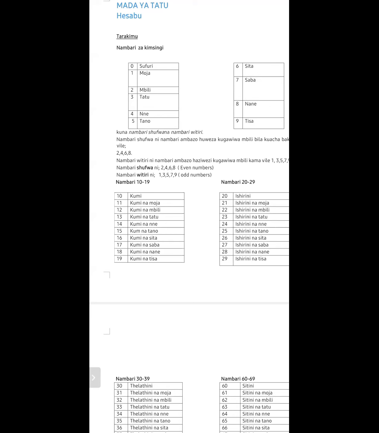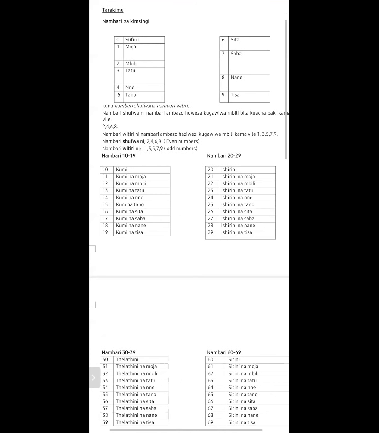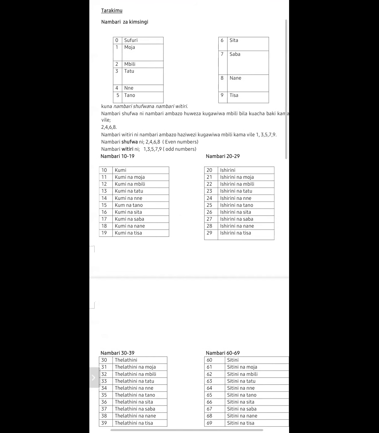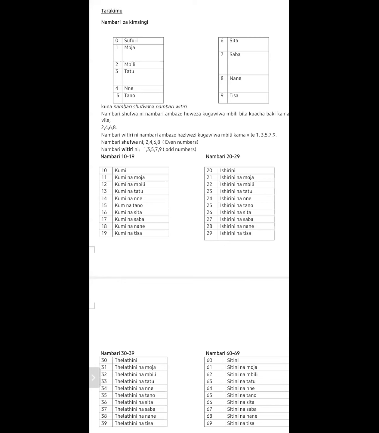Please take note of that and put it in your books because I know you already have the notes. And then we have nambari witiri, which are the odd numbers. These are numbers that are not divided by 2 evenly, like moja, tatu, tano, saba. For example, can you divide 1 by 2? No, you'll get 0.4 something. Aha, 3 divided by 2.